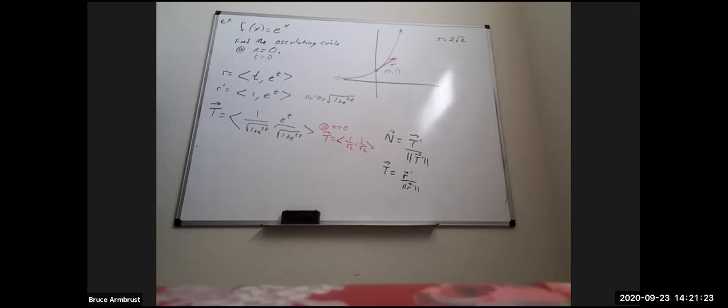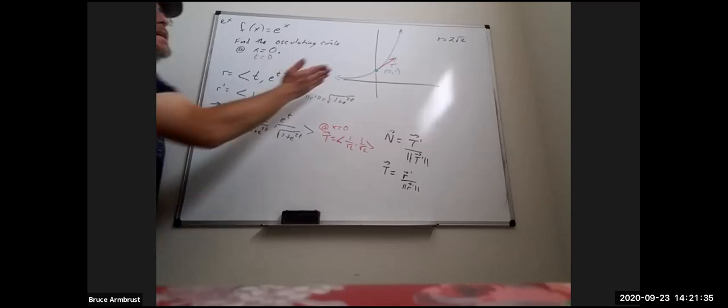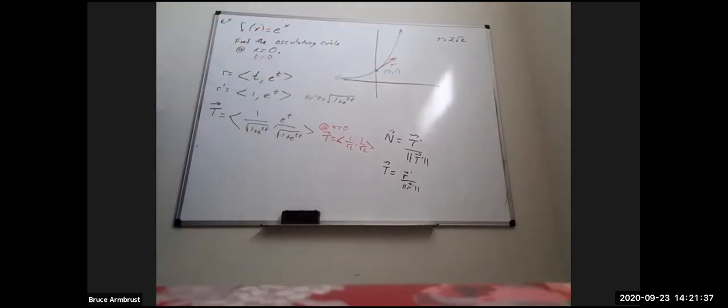And that should surprise absolutely none of you, because think about it: the derivative of e to the x is e to the x. When we plug in 0, we get 1. So we know the slope of the tangent line is 1. Well, yeah, that's the slope of the tangent line. It's got that kind of a vector.